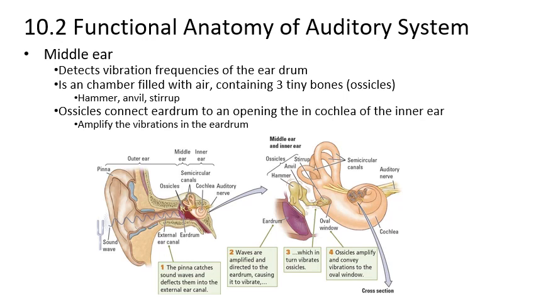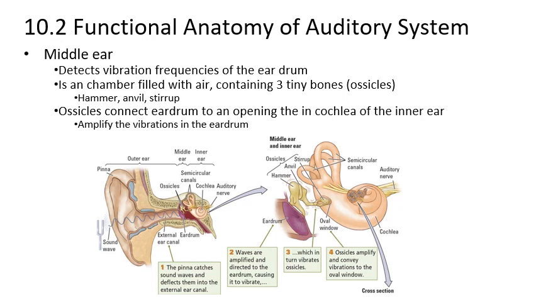So these little bones called ossicles, tiny little fragile bones, connect the eardrum to an opening in the cochlea of the inner ear. So if you've heard of cochlear implants, cochlear implants are trying to replicate the cochlea. Cochlea is an extremely important part of hearing. And the ossicles amplify the vibrations in the eardrum to make the sound more sensitive for the cochlea.